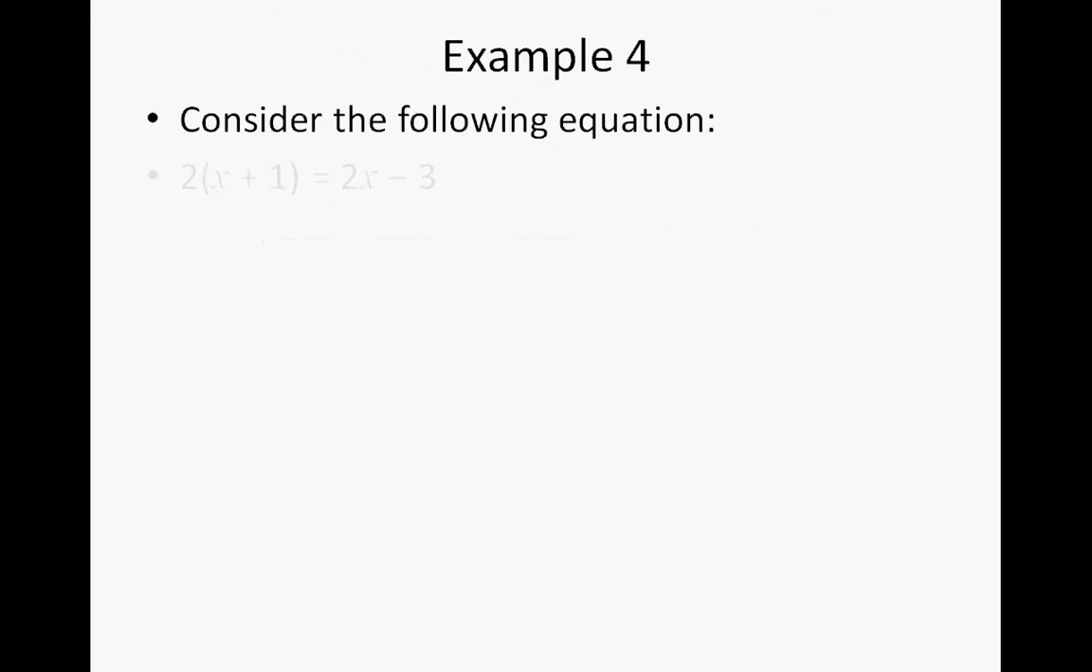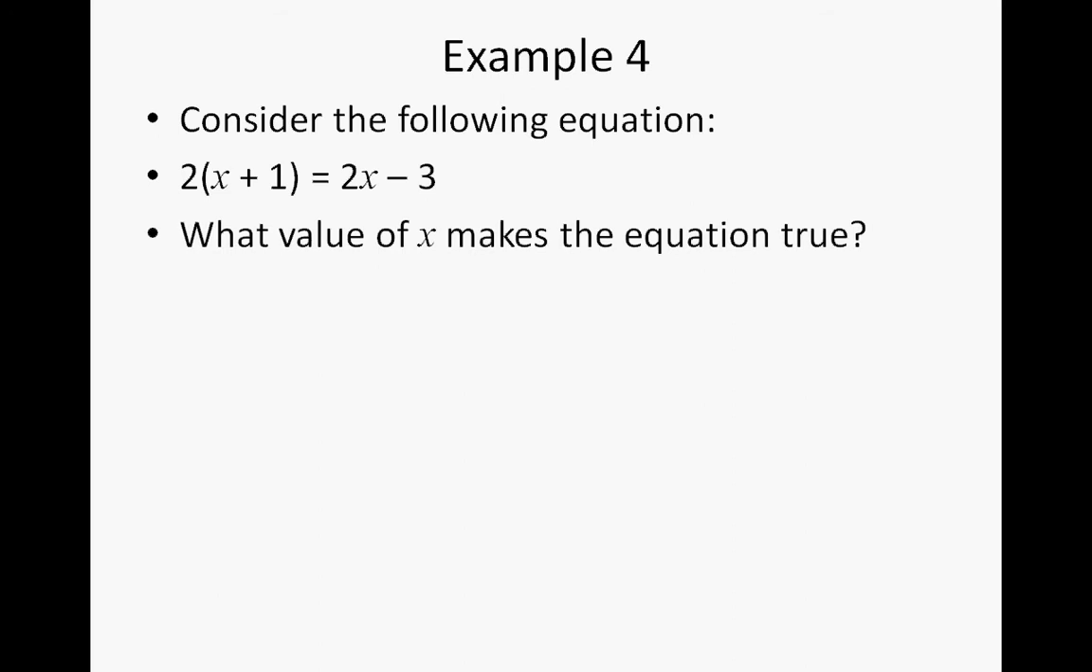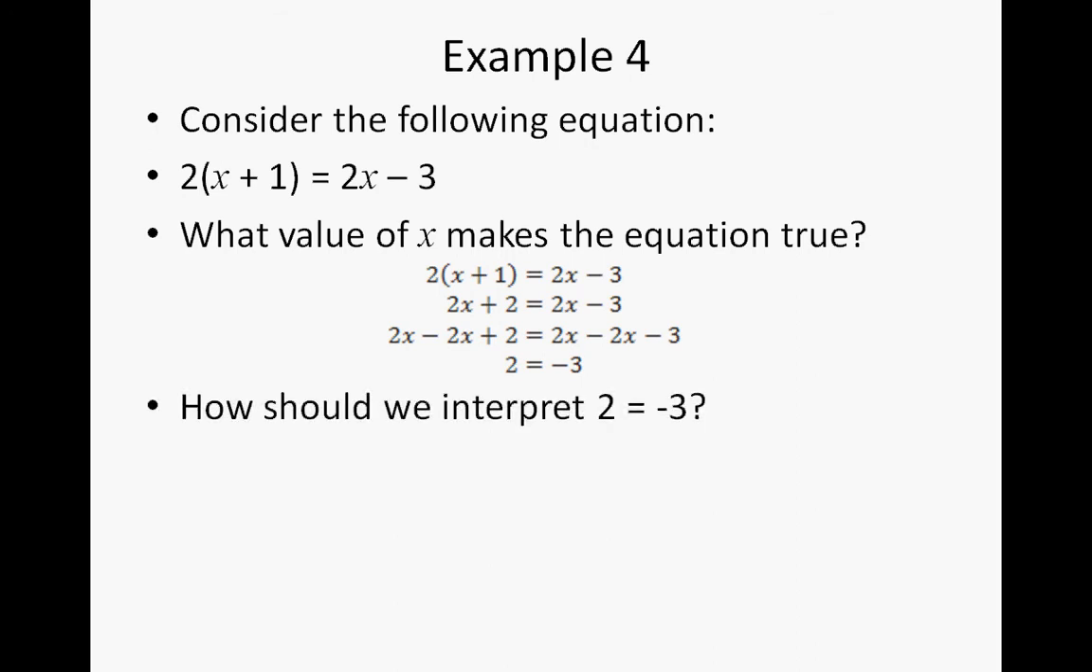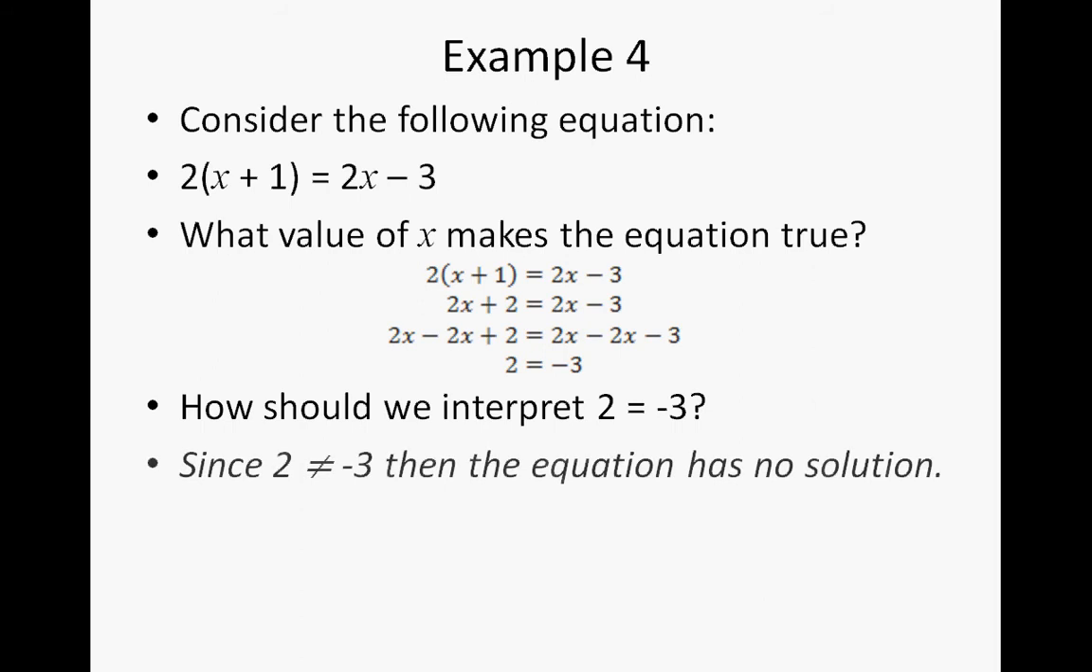All right, for example 4, consider the following equation. 2 times the quantity of x plus 1 is equal to 2x minus 3. So what value of x would make this equation true? Well, when you apply the distributive property and then go ahead and use our properties of equality, you end up losing your x, and the right side is not equal to the left side because 2 is not equal to negative 3. So how should we interpret this? Well, since 2 is not equal to negative 3, then the equation has no solution.